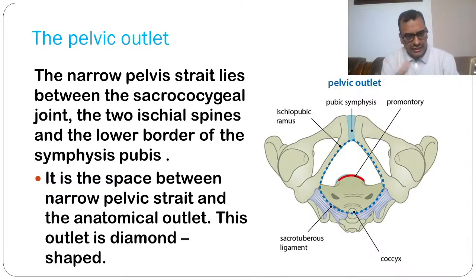The joint between the ischial spines will be lateral, and they will make the boundary of the outlet. Anteriorly there will be the lower border of symphysis pubis. In this way the outlet is formed, the obstetric outlet specially. It is the space between the narrow pelvic strait and the anatomical outlet. This outlet is diamond shaped, so it is just above the anatomical outlet.